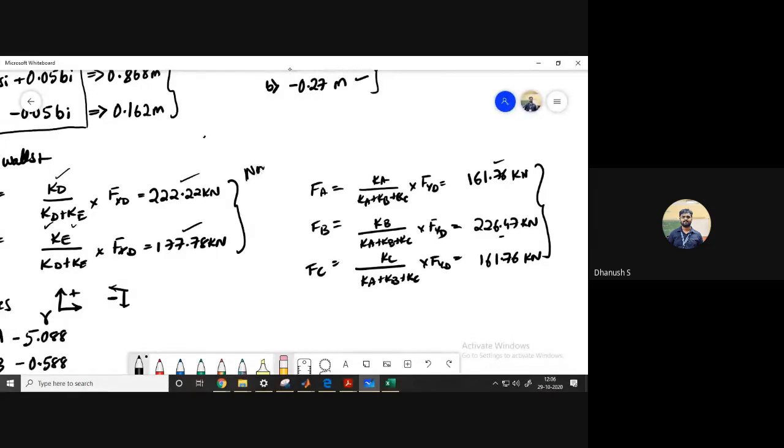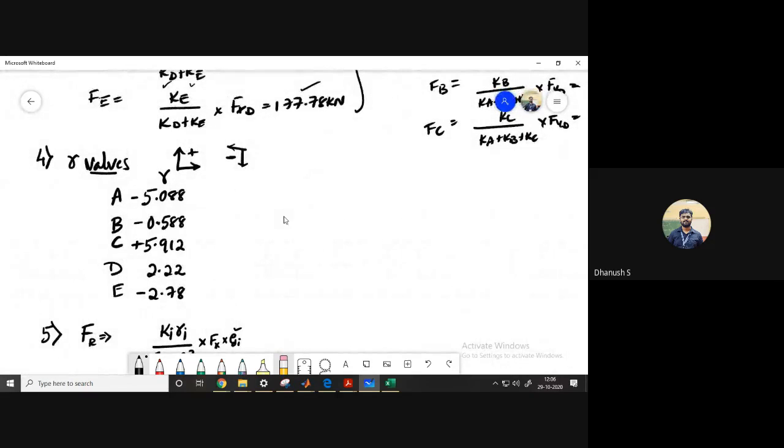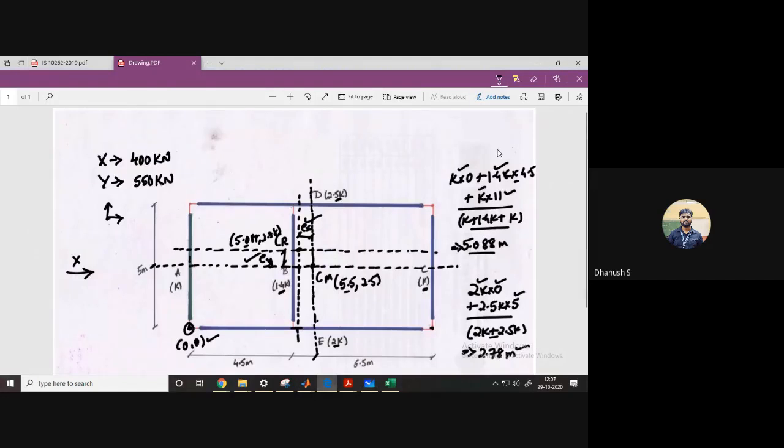Okay, we have still not considered torsion. It is simply due to the virtue of stiffness of the walls only. Next, we have to find out the forces due to stiffness. To find that, we define a new term called R. R is basically the radial distance from the center of rigidity to each of those walls. So for all the 5 walls, you have to consider the value of R.